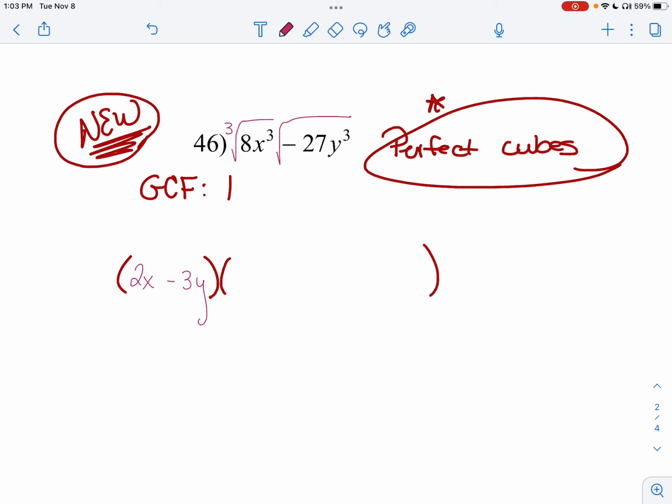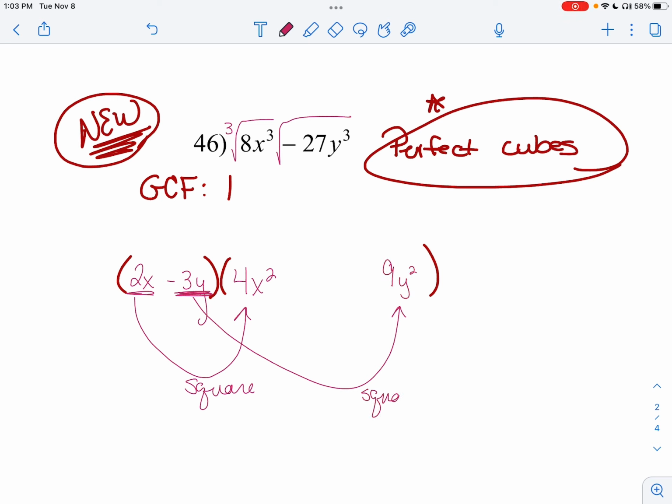In order to get the second parenthesis, you take this guy and you square it, and you get a 4x squared. And then you take this guy and you square it, and you put it here, so that would be a 9y squared. And the last thing you do for this middle term is you multiply these two items together. So what are we going to get? A 6xy, and that goes here.